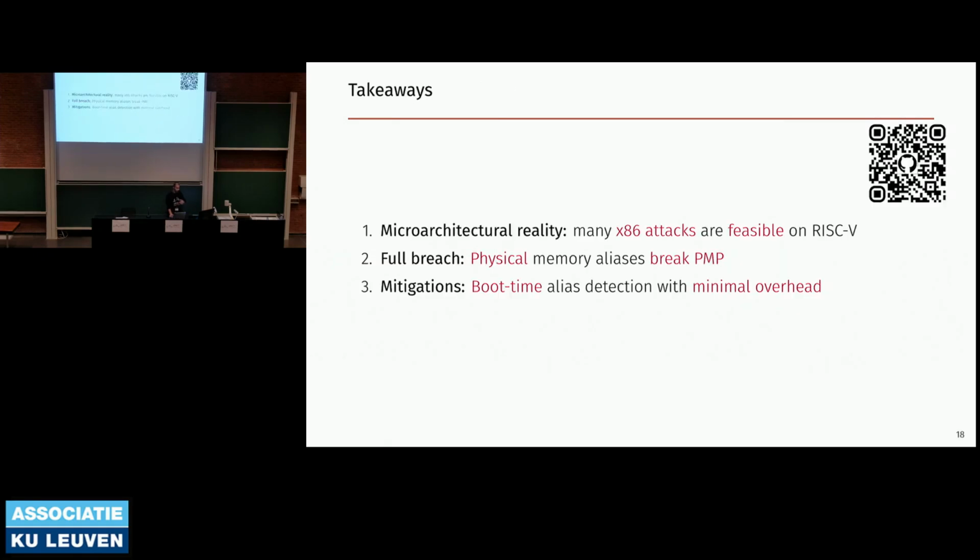So to wrap it up, the main takeaway that I want to make from this talk is that many attacks that we've seen on other architectures, such as x86 attacks, are feasible on RISC-V. With BUD-RAM, we break physical memory protection, and we also provide some boot time alias detection mitigations with minimal overhead. We also have our experiments and modifications in these frameworks open source. You can find it in our repository. And yeah, thank you for your attention.